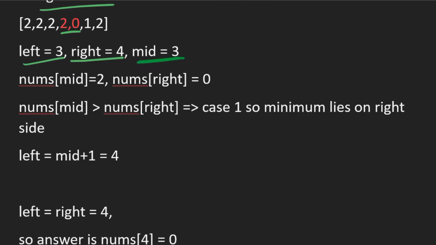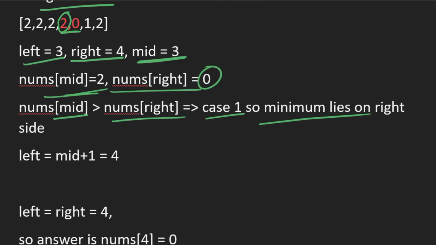If we find the mid, we get mid is equal to 3. At mid we have 2, and at right we have 0. So again when we compare, our mid is greater than right. So again case 1, that means our minimum will lie on the right side. So we update left is equal to mid plus 1, that is 4.